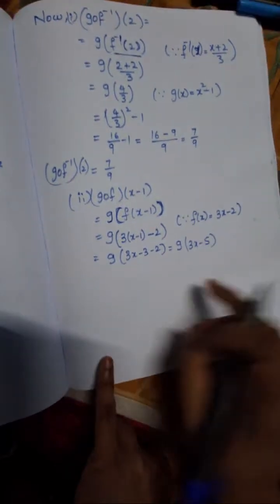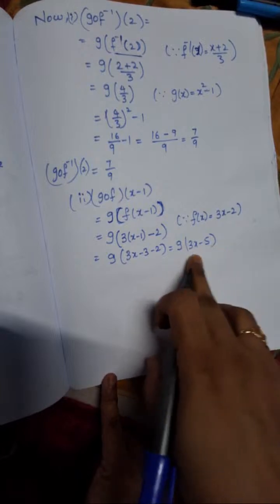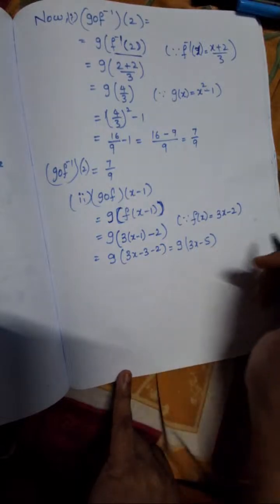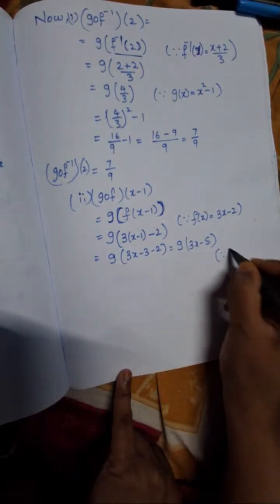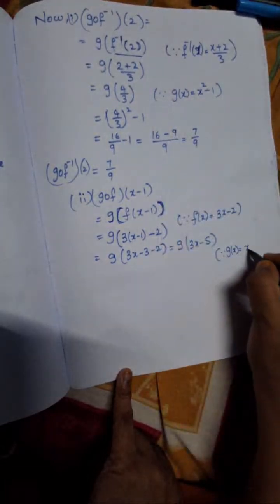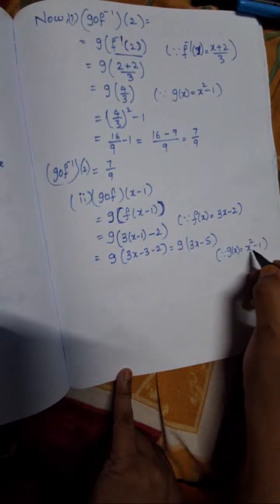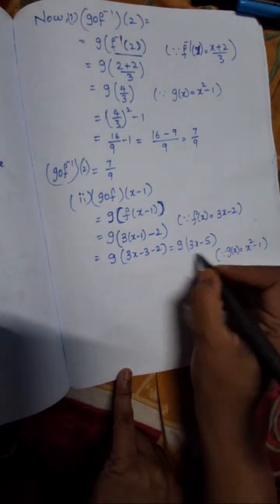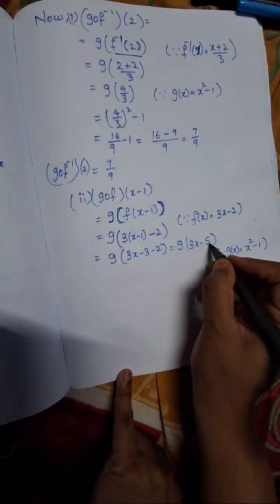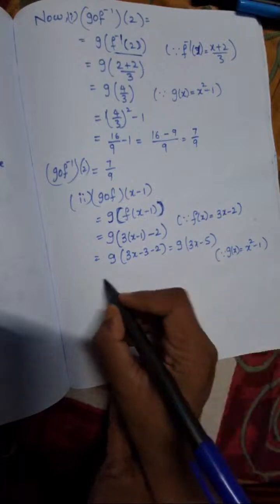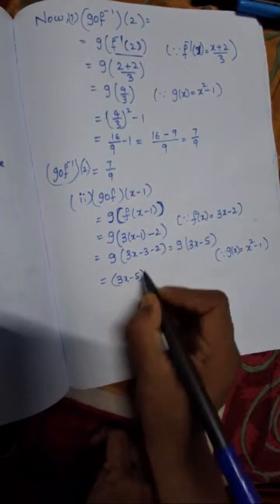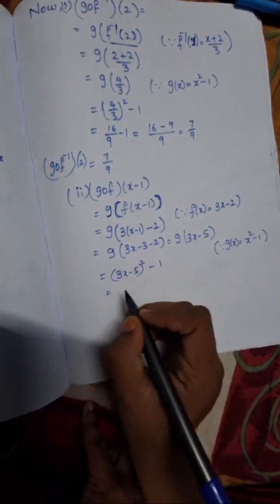Now g of 3x minus 5, children. What do we have in the question? G of x equal to x square minus 1. From the question we have x square minus 1, that is g of x. So in place of x we have to write 3x minus 5. Now substitute: 3x minus 5 whole square minus 1.